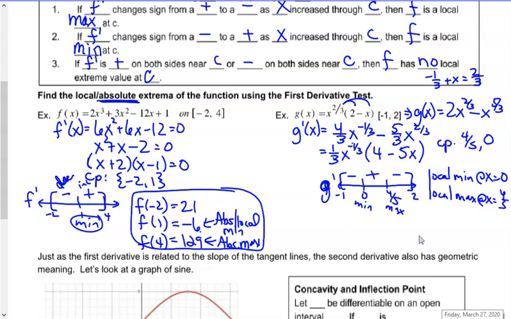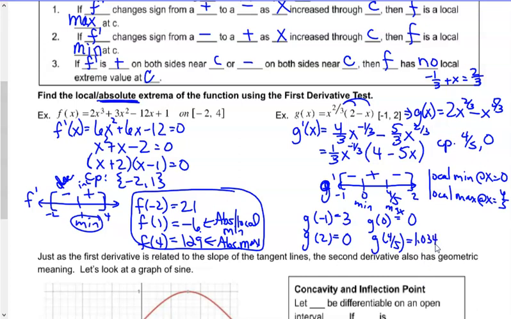Now, to determine the absolute max or absolute min, that means that I have to evaluate g of negative 1 and g of 2, which are the endpoints, and g of 0 and g of 4/5, which is our critical points. So we're kind of bringing in stuff here from section 1 along with section 3 to determine these maxes and mins. So I plug this into the original. Put it in your calculator and figure out what it is. You get a 3 when you plug in negative 1. You get a 0 when you plug in 2. You get a 0 when you plug in 0. And you get 1.034 when you plug in 4/5.